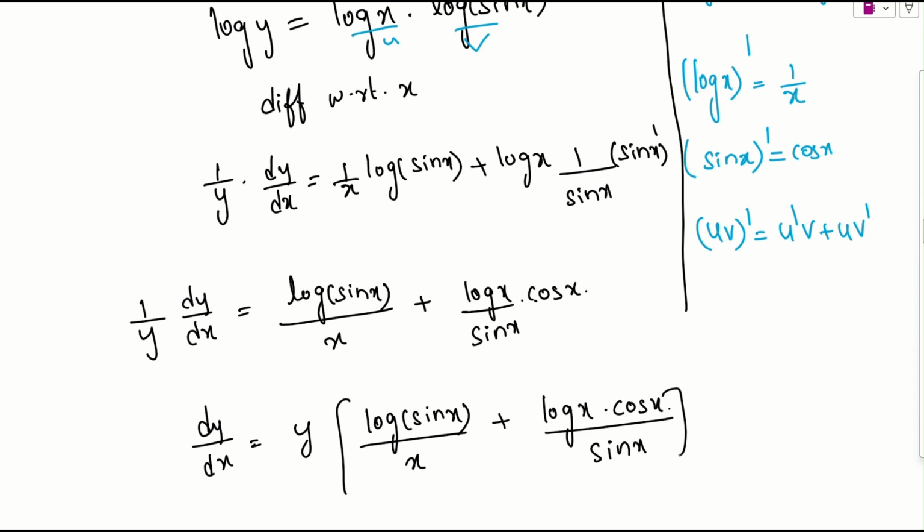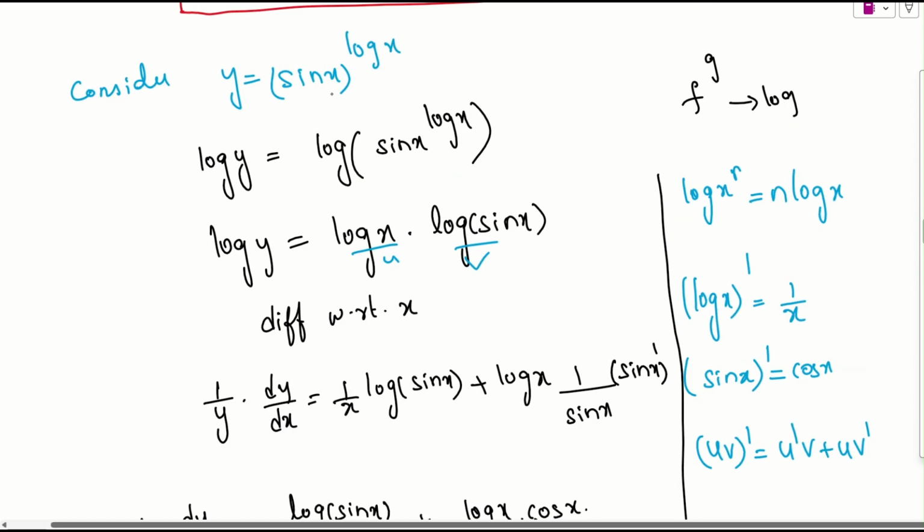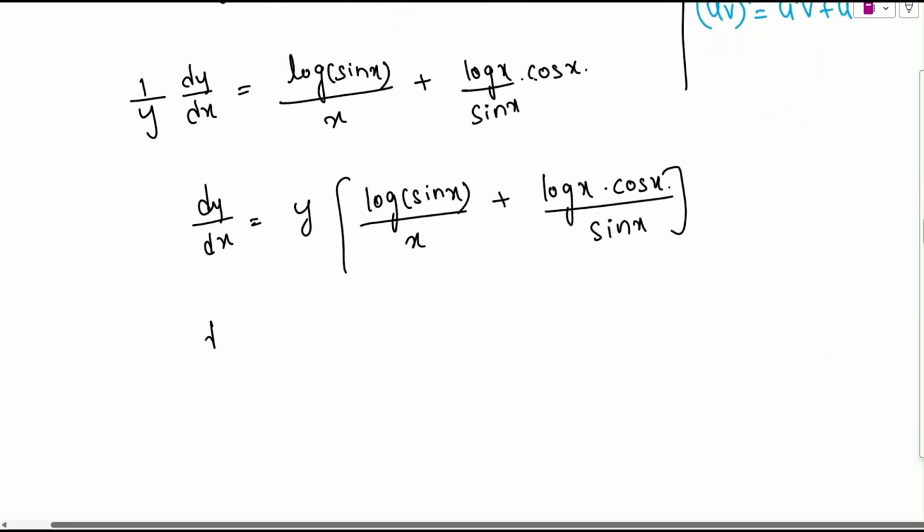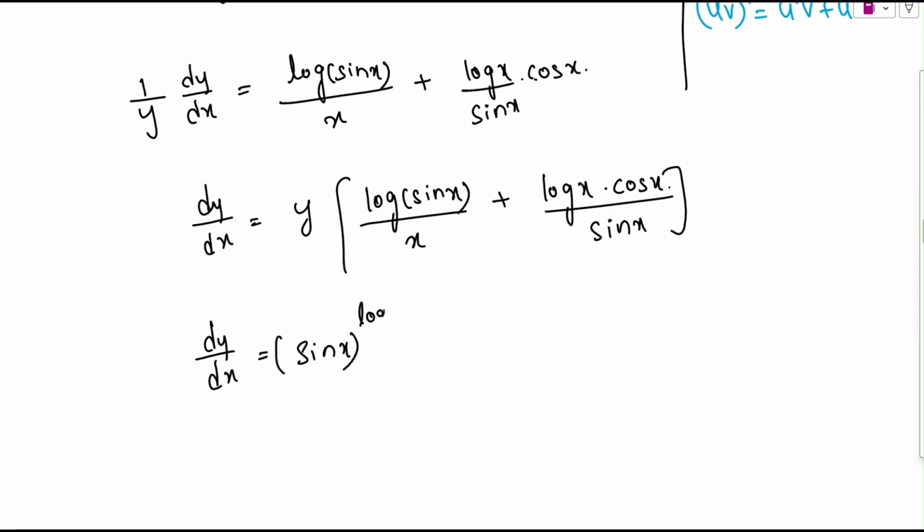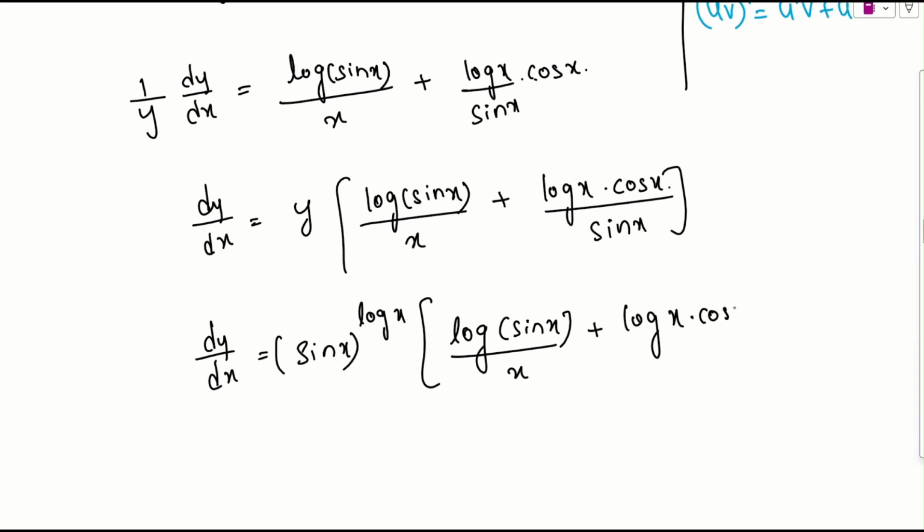Is it okay? What is our y? y is nothing but sin x power log x. So I'll be applying the same formula here. dy by dx is nothing but sin x raised to the power log x times the whole thing, which is log of sin x by x plus log of x, cos x, over sin x. Is it okay? This is the derivative of the term.